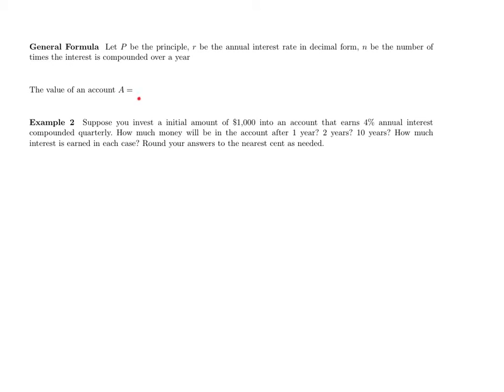So A is going to represent the balance of the account. The formula, it looks very similar to the formula in the previous example. It still is the principal, and it's multiplied by 1 plus the annual interest rate in decimal form, but you split it up into the number of times that you're compounding. So this time, R is divided by N. In the exponent, last time it was just T, but here you multiply T by N. This is the general formula for compound interest if you're compounding N times per year.